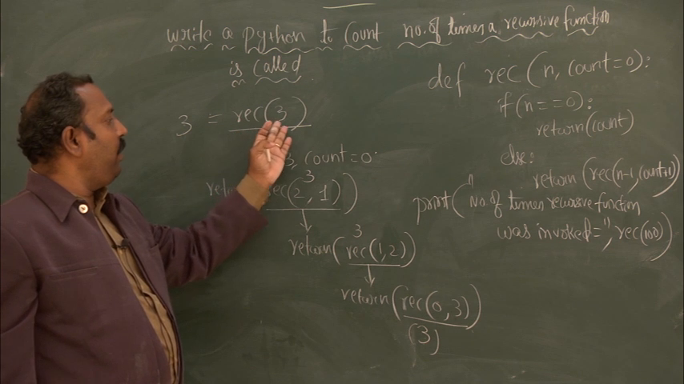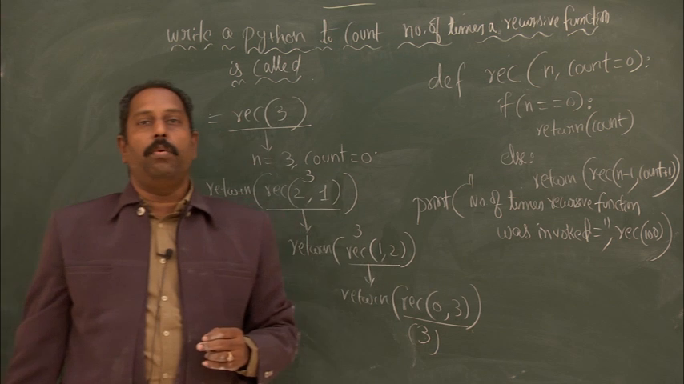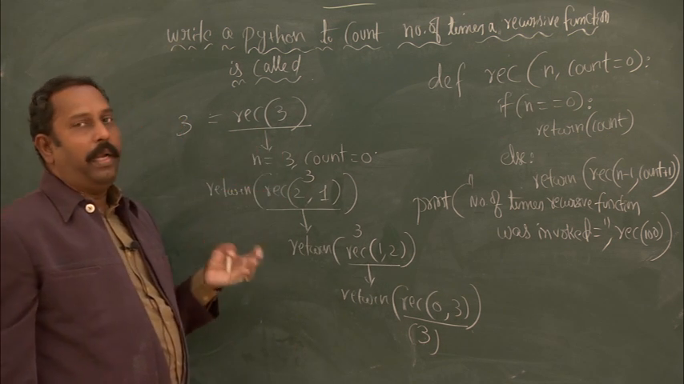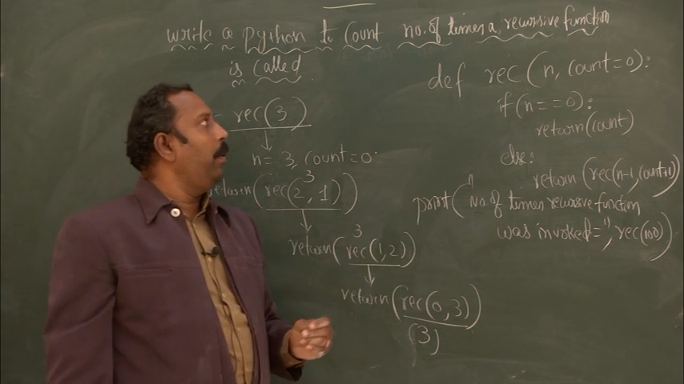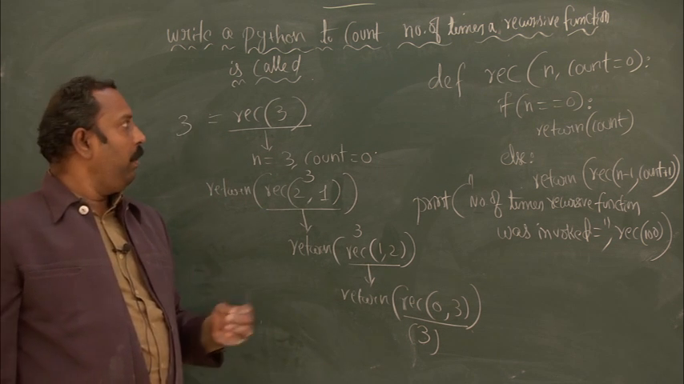Suppose I have given REC of 100. So what is the output I'll get? Number of times recursive function was invoked equal to 100. So whatever argument we are passing, that many times the recursive function is executed. So this is the program to find how many times the recursive function is invoked. Okay, thank you.